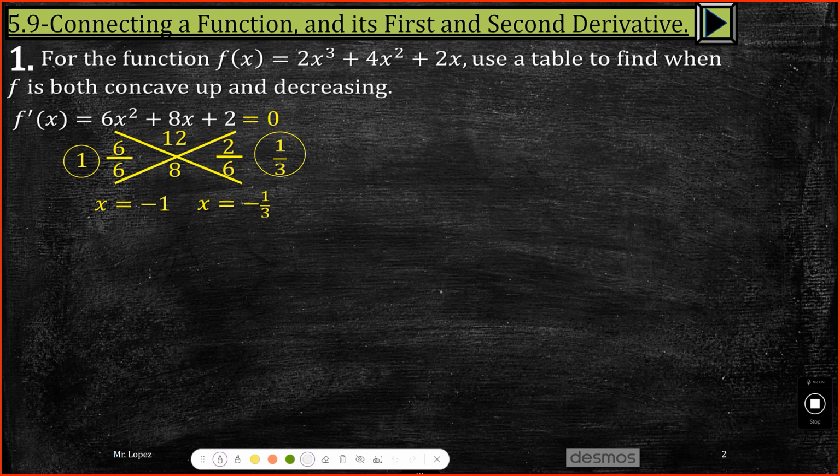In any case, we've got these critical points. So now we got to find the inflection points. So we take the second derivative, f double prime of x, and we set it equal to 0. And then we can solve this, -8 divided by 12, and whatever that turns out to be, -2/3 reduced completely.